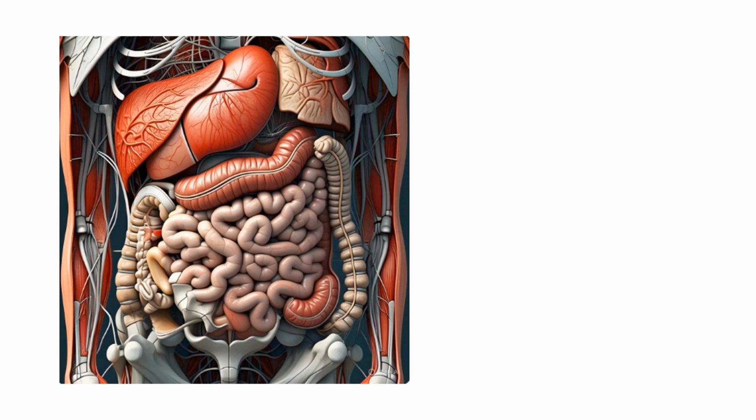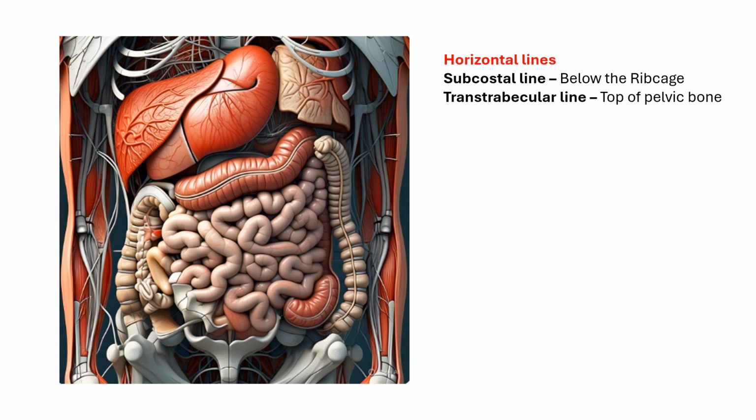Observe this image. There are two horizontal lines. First horizontal line is subcostal line. That is, we will draw this line below the rib cage. And second line is transtubercular line. This is also a second horizontal line. It is drawn at the top of the pelvic bone.